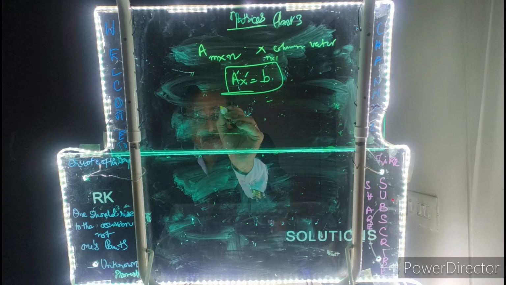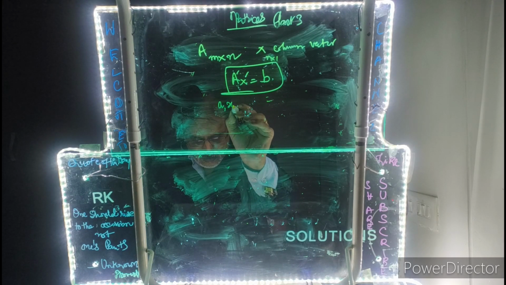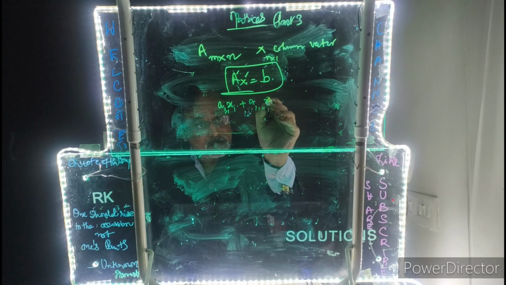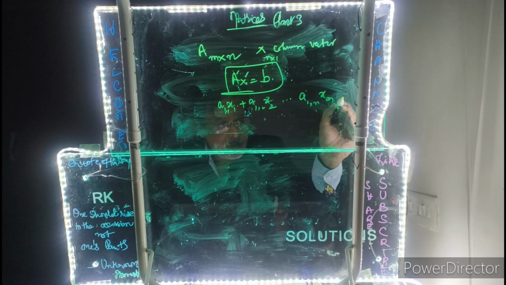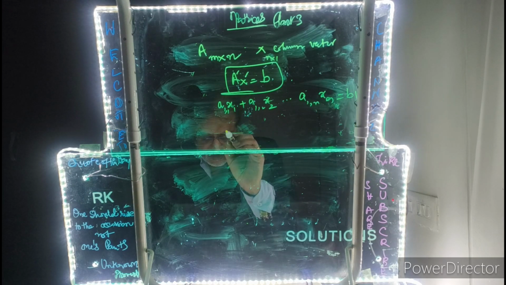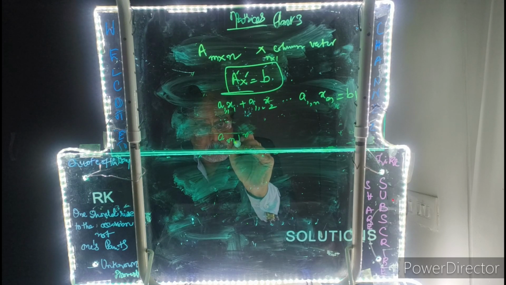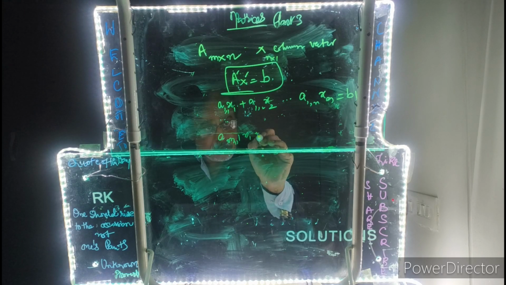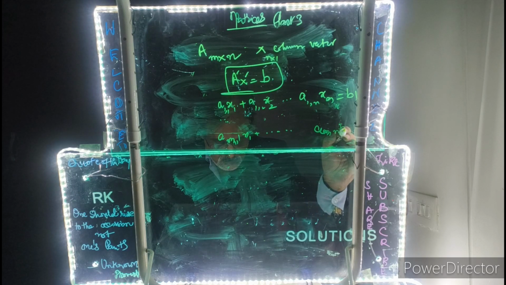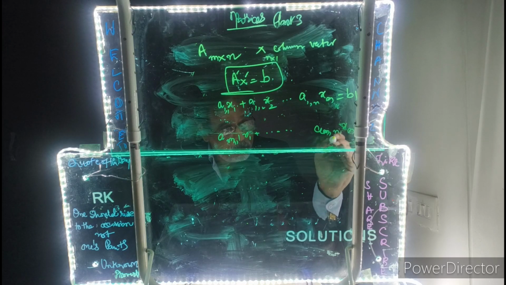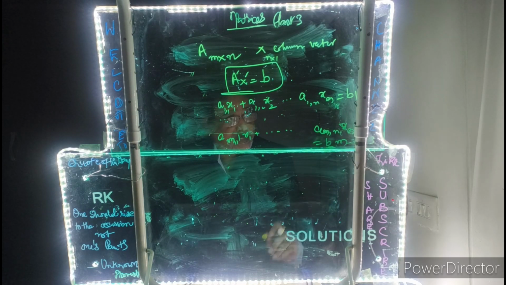So this is equal to a11 x1 plus a12 x2 plus up to a1n xn equal to b1. Similarly, am1 x1 plus up to amn xn equal to bm. So b is an m by 1 vector.